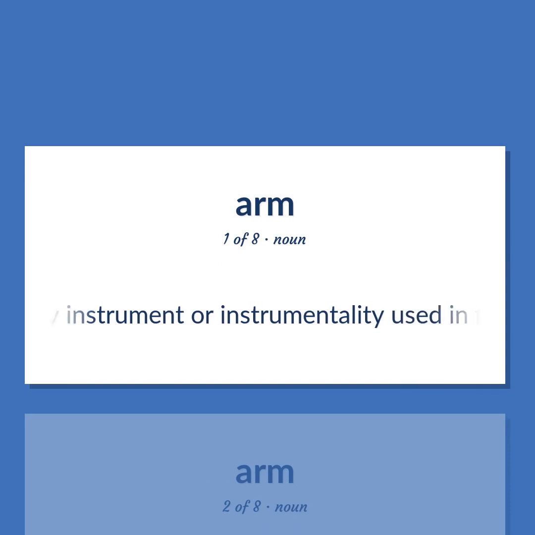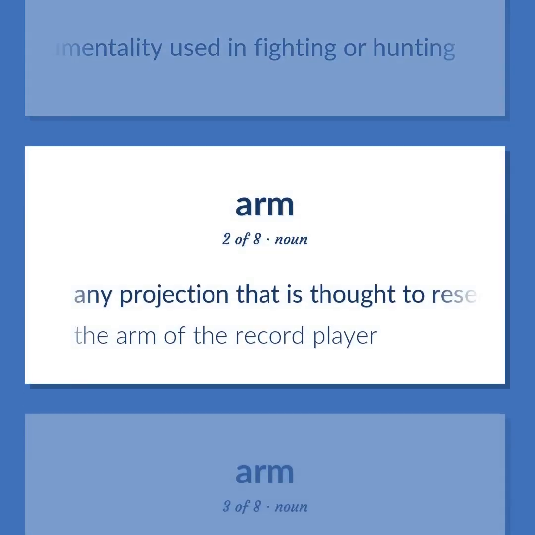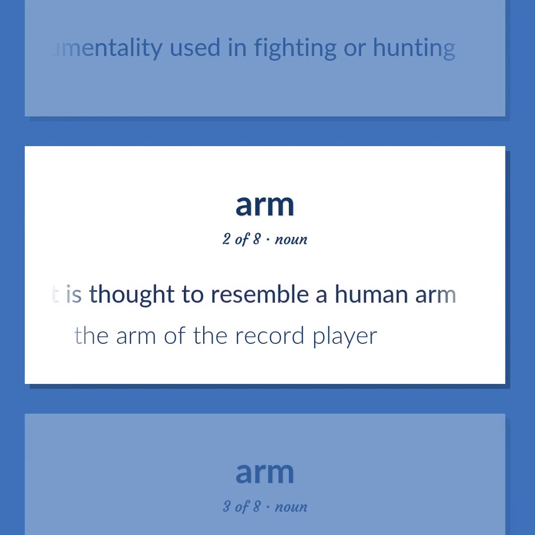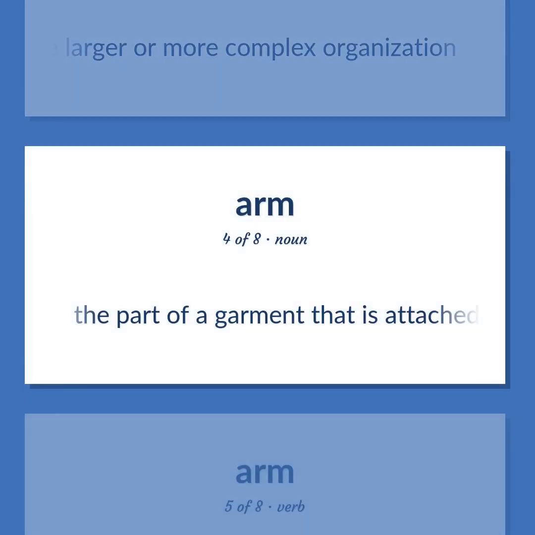Any instrument or instrumentality used in fighting or hunting. Any projection that is thought to resemble a human arm. The arm of the record player. A division of some larger or more complex organization. The part of a garment that is attached at the armhole and that provides a cloth covering for the arm.